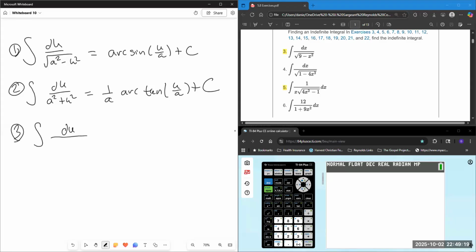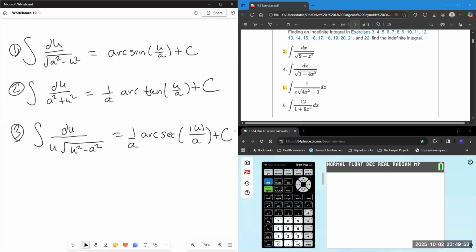This is du over u times the square root of u squared minus a squared. That turns into 1 over a arc secant of, and I use the absolute value sign here, absolute value of u over a plus c. So those are my three forms. Write them down. We're going to be using those quite a bit here.